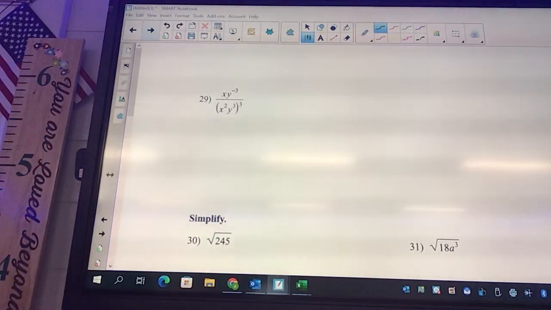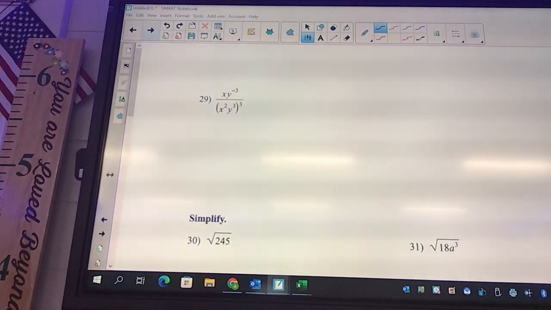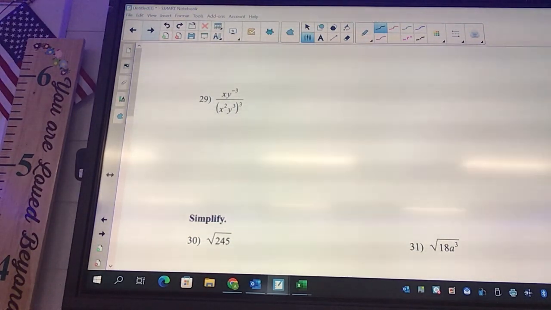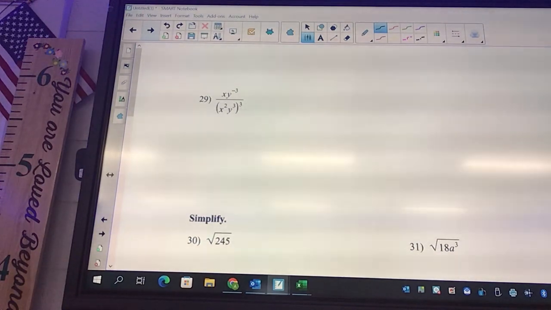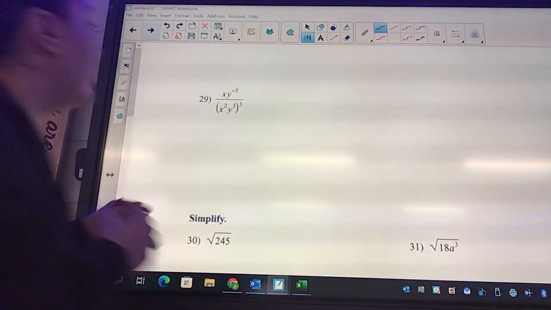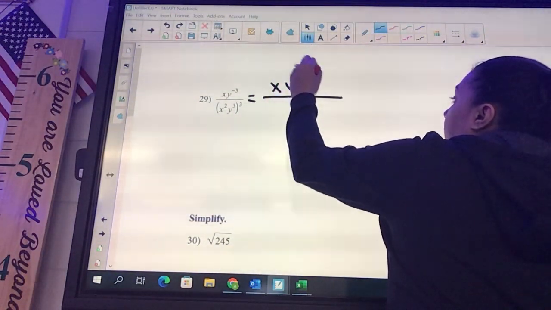Problem 29 has a power rule and a division rule. We talked about this yesterday. We did them in baby steps, and I'm going to do this one in baby steps again today. What do you do first, power or division? Power. Always the power rule first. Okay, so on the top, we're going to leave that alone for now.